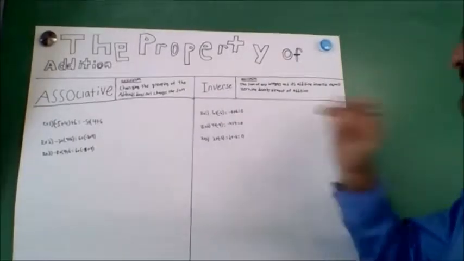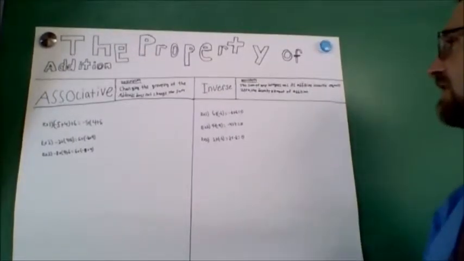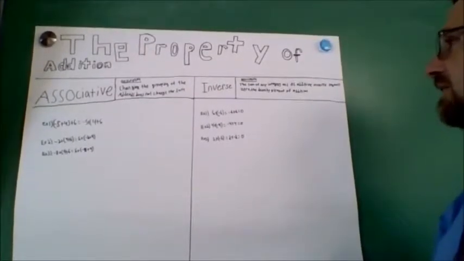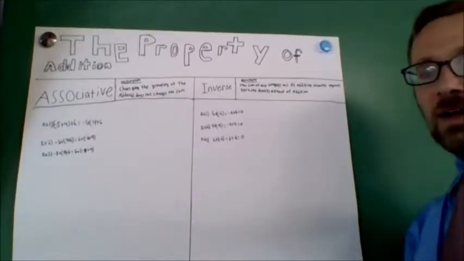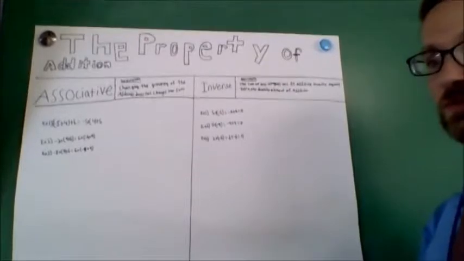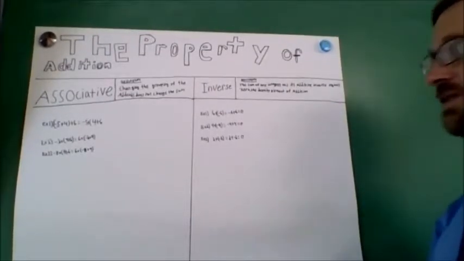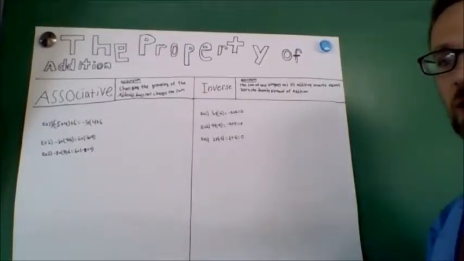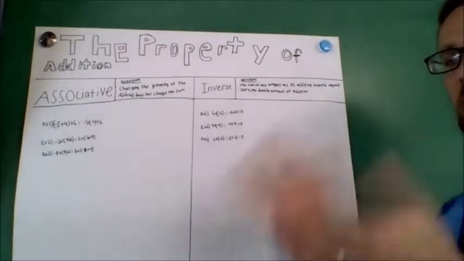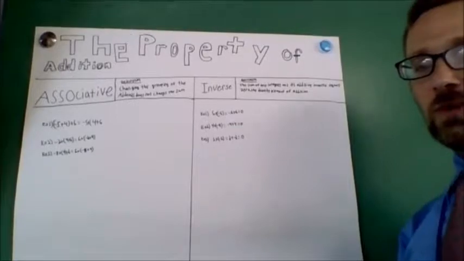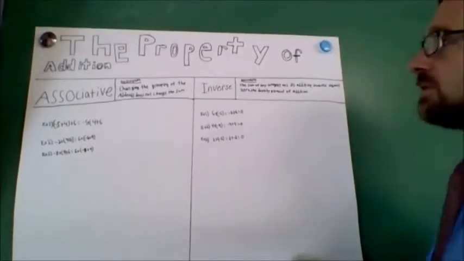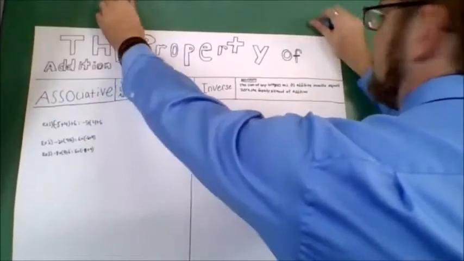Inverse. Inverse is the sum of any integers and its additive inverse equals 0, the additive element of the identity element of addition. That is confusing to most students. Basically, it's you add two numbers and get 0. So you're going to have the number and its opposite. If you remember when we played around with the number line, that's what the inverse was. All right, next we're going to switch over to the rest of the property of addition.